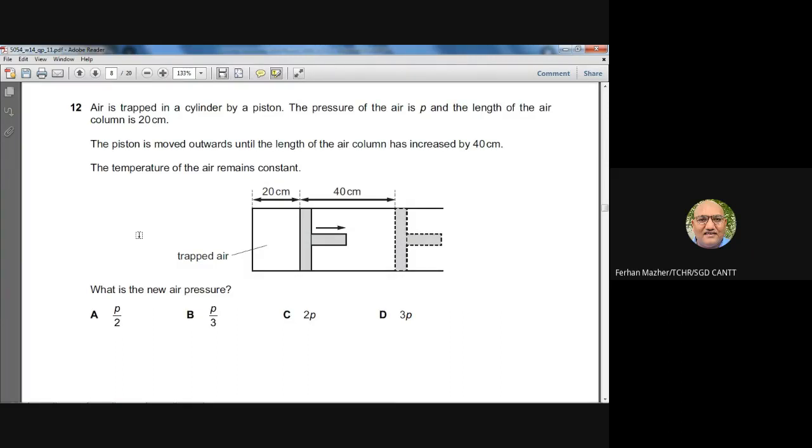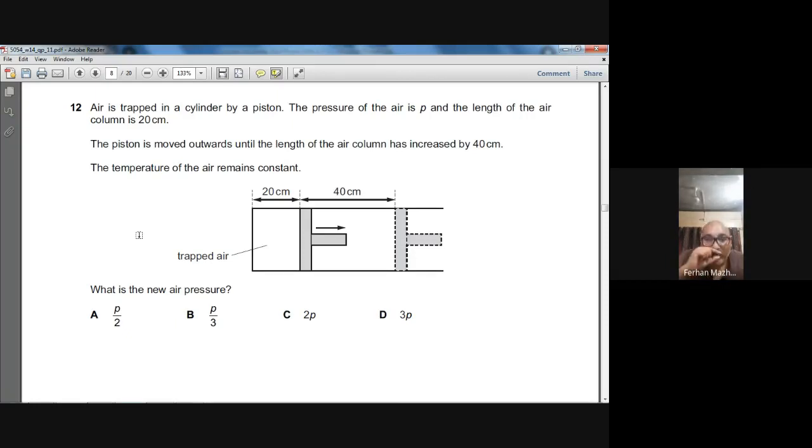Air is trapped in a cylinder by a piston. The pressure of the air is P and the length of the air column is 20 centimeter. The piston is moved outwards until the length of the air column has increased by 40 centimeter. The temperature of the air remains constant. What is the new air pressure?